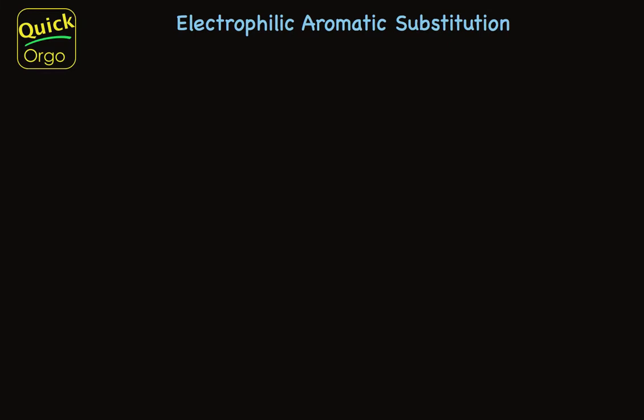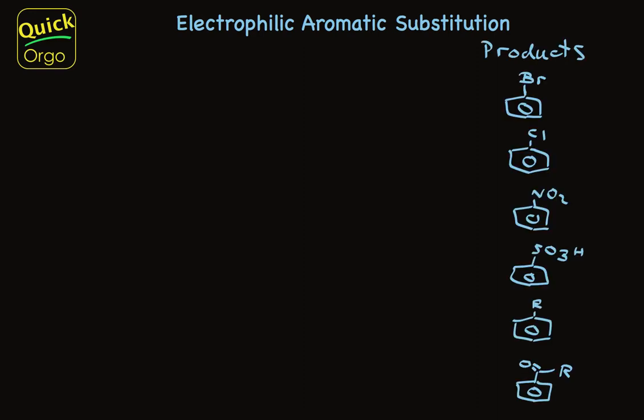Electrophilic aromatic substitution replaces a hydrogen on the benzene ring with some substituent. These 6 products are the ones that are commonly taught in introductory organic chemistry. And whether you're putting a bromine, a chlorine, a nitro group, a benzene sulfonic acid group, an alkyl group, or an acyl group on the ring, it's very easy to see what electrophile you need.